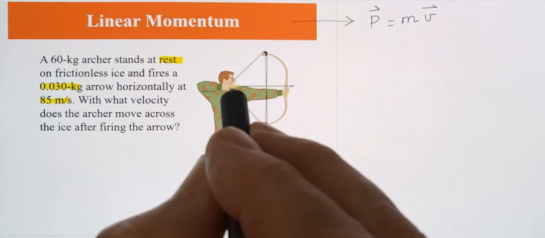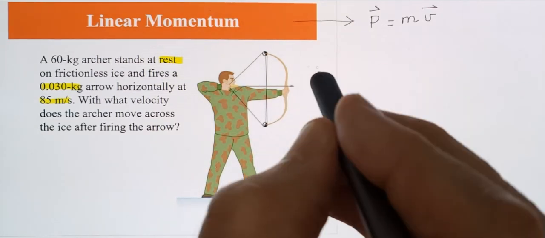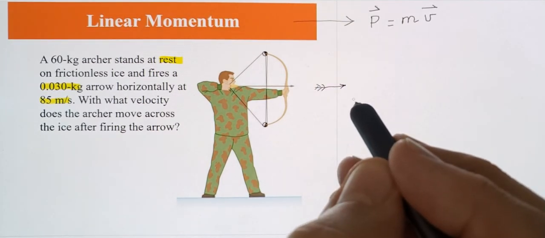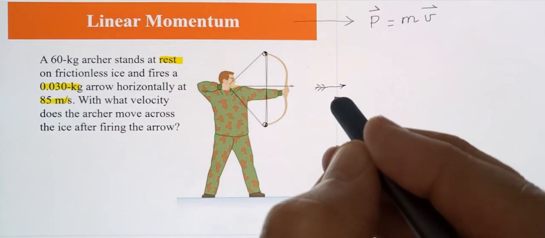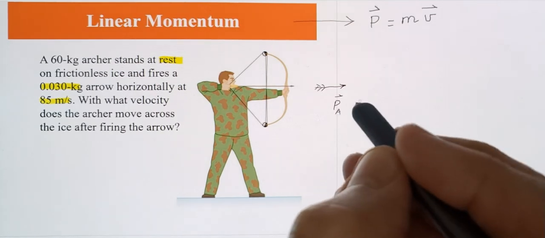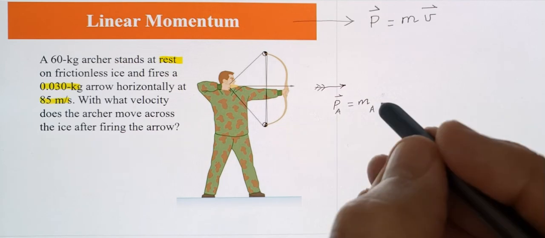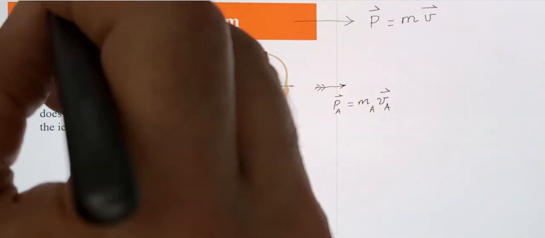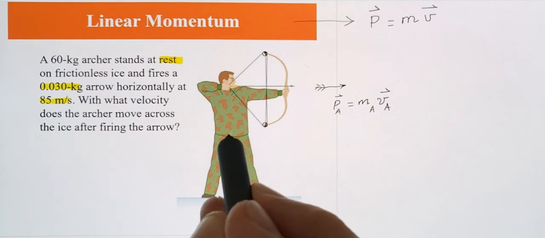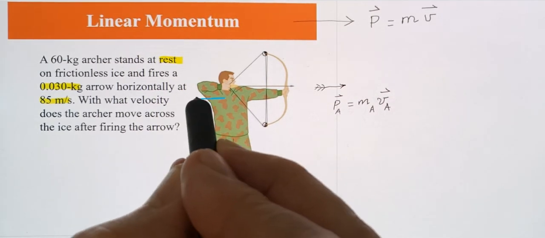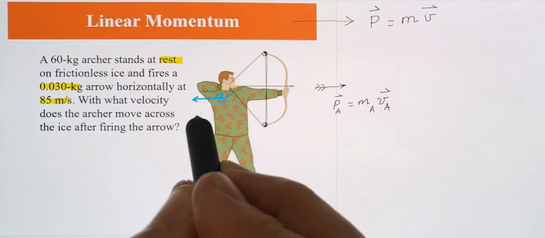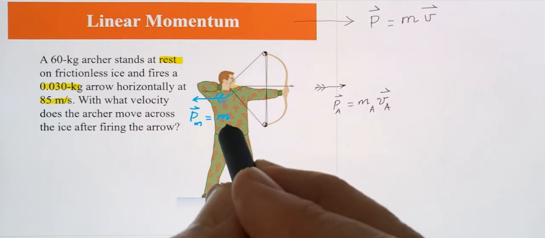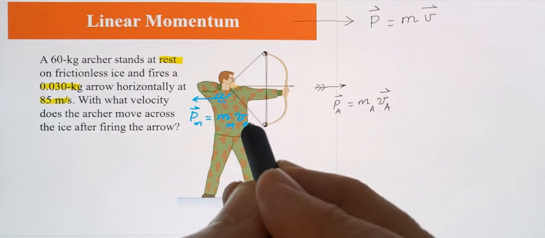Now, after he released the arrow, the arrow will have a momentum. And that momentum of the arrow, we'll give it the symbol P arrow, is equal to the mass of the arrow multiplied by the velocity of the arrow. So he is asking, what will be the velocity of the man? So the man will move in the other direction. So the man will have momentum, mass of the man multiplied by the velocity of the man.